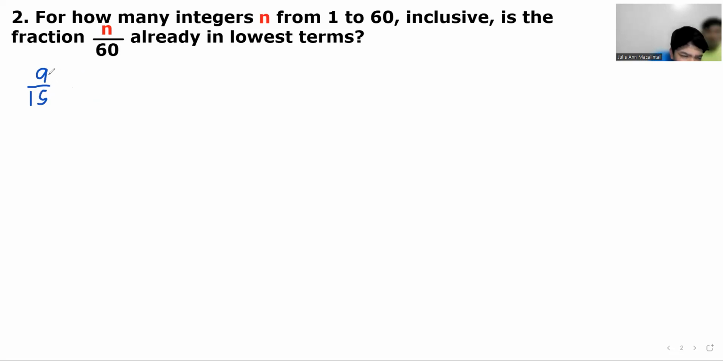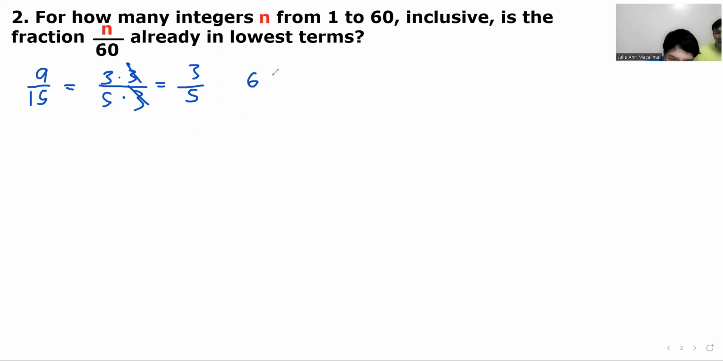This fraction is not in lowest terms because 9 and 15 have a common factor. That common factor is 3. So we can still simplify 9/15ths to a much more elegant looking 3/5. So this is already in lowest terms because I cannot take another factor from it and then cancel those factors.